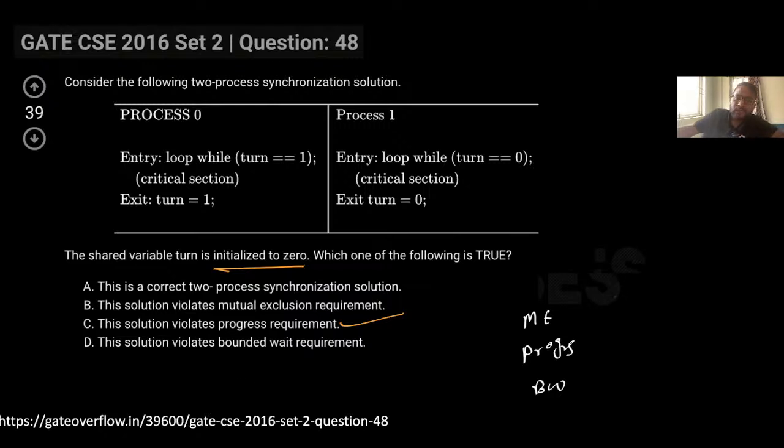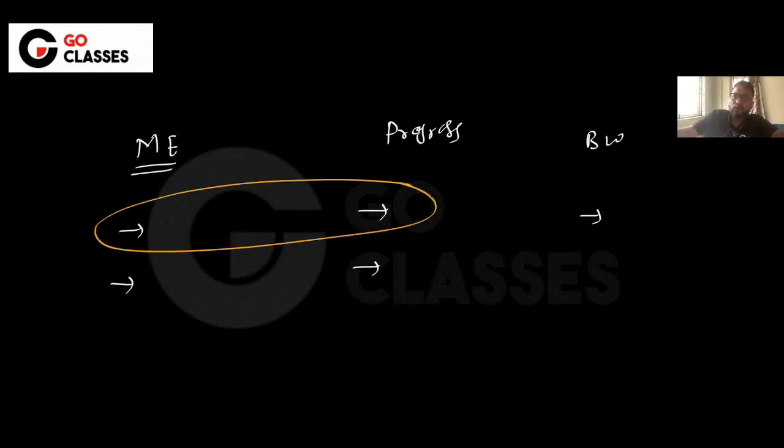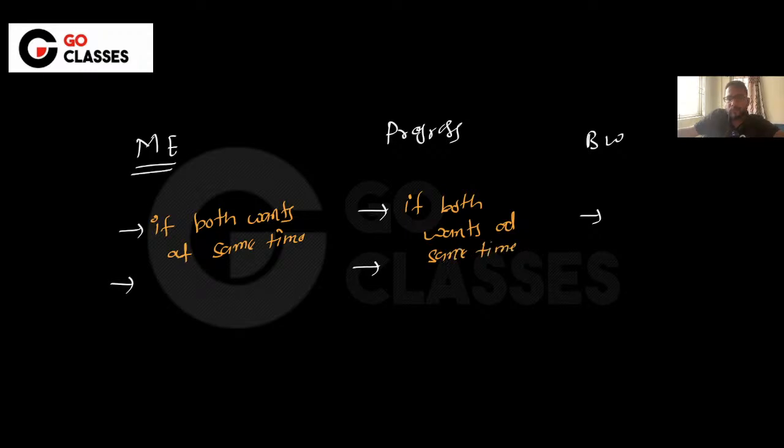See, for checking mutual exclusion there are two criteria, right? For progress also there are two criteria. For bounded waiting there is just one thing that you need to check. Now these two criteria are almost the same, which means if both the processes want to enter at the same time, then what happens? So these two are the same. That's why just check if both want at the same time, then what is going to happen?